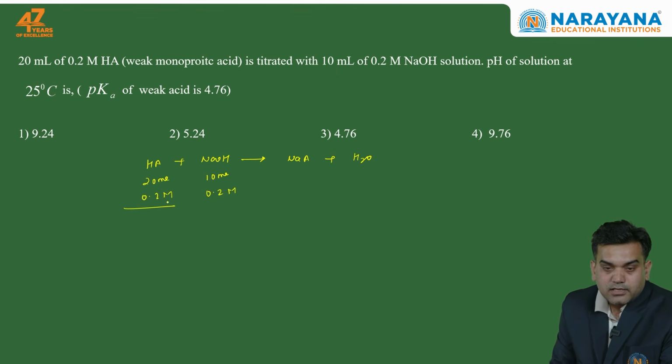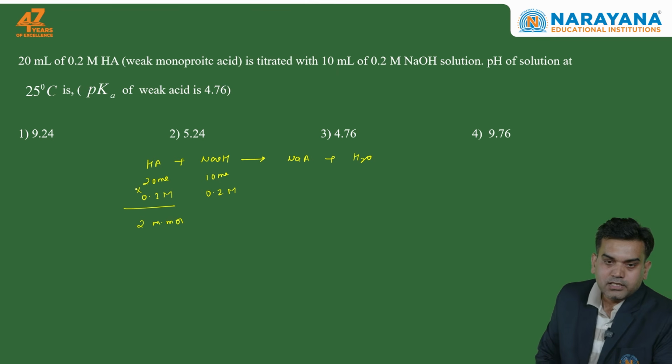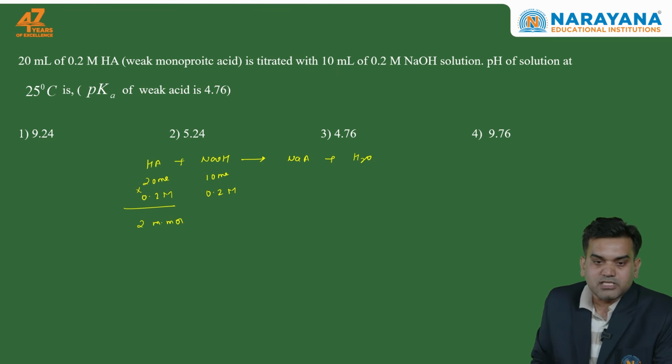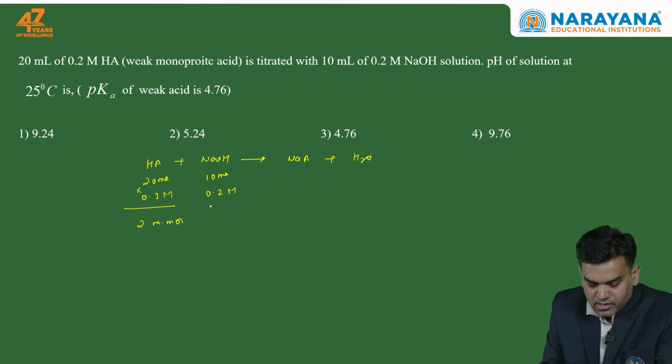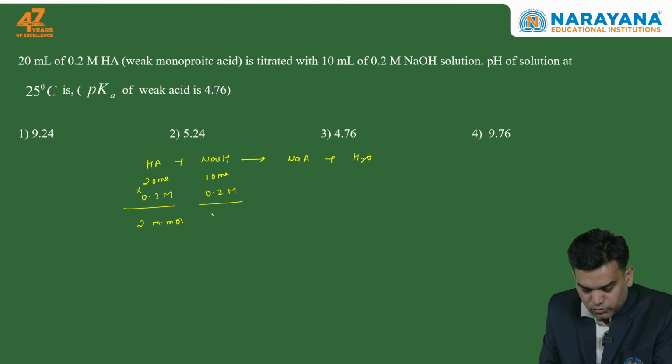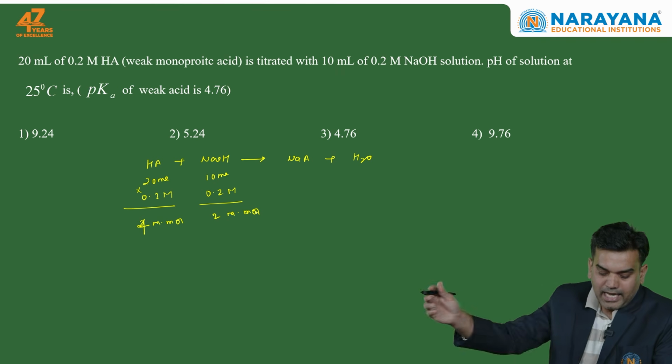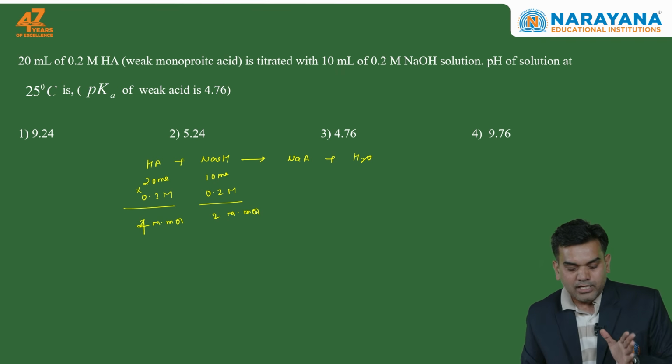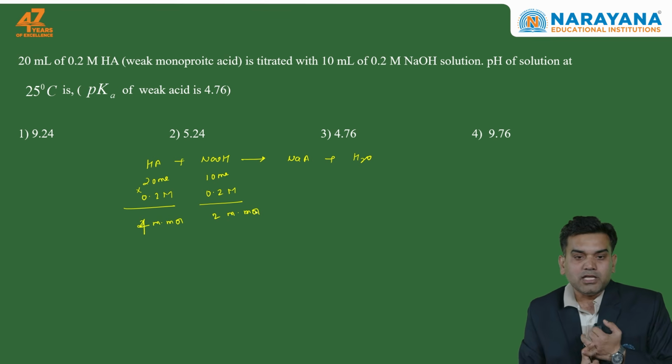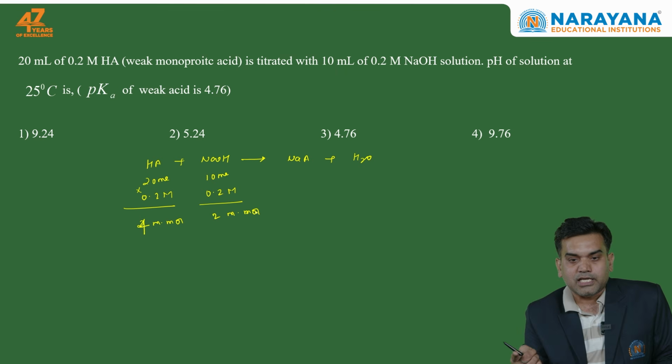So I can say the amount of HA is 2 millimoles. Just multiply volume with molarity and you will find the moles of HA. Since volume is given in ml, these are millimoles. Sorry, the millimoles of HA are 4 and the millimoles of NaOH are 2. So NaOH is the limiting reagent, as we have it in a smaller quantity. So out of 4 millimoles of HA, 2 millimoles of HA will react with NaOH completely.